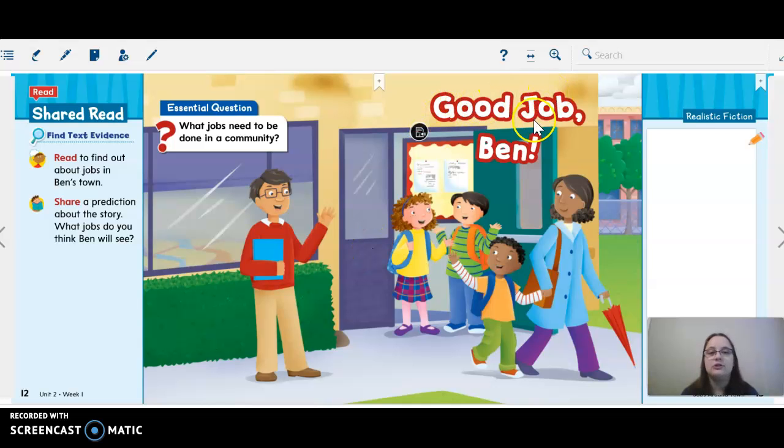So it is called Good Job, Ben. And this looks like they're outside of some building. So let's think about what jobs Ben might see in his community. So this looks like they have backpacks on, so I can make a prediction that maybe they're at school. Okay, so maybe one job that Ben is going to see is a teacher. So let's go ahead and read to find out. So our story is called Good Job, Ben.